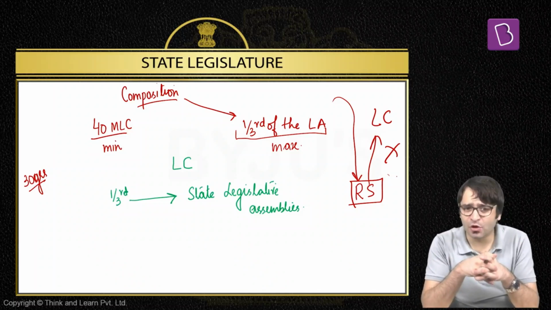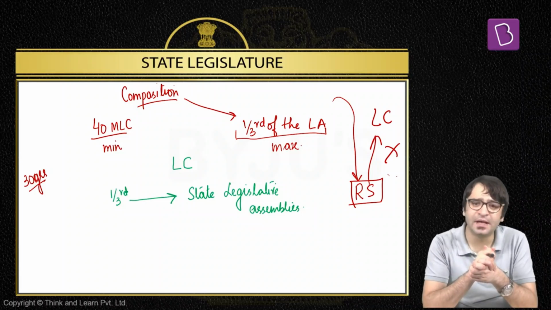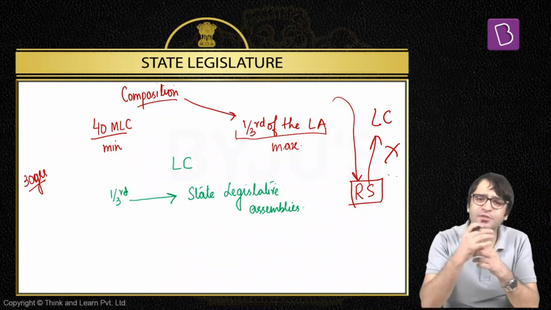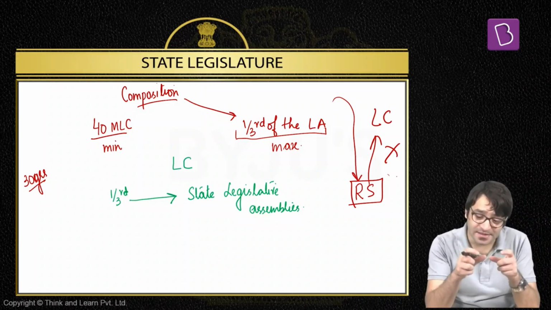Uddhav Thackeray was neither a member of legislative assembly nor legislative council. He was still appointed as the chief minister of Maharashtra. Later on, within 6 months, he got himself elected to legislative council and he continued to be the chief minister of Maharashtra. Although there was a controversy then because of the COVID-19 pandemic, legislative council elections could not take place or they were delayed, and the 6-month window was about to expire.